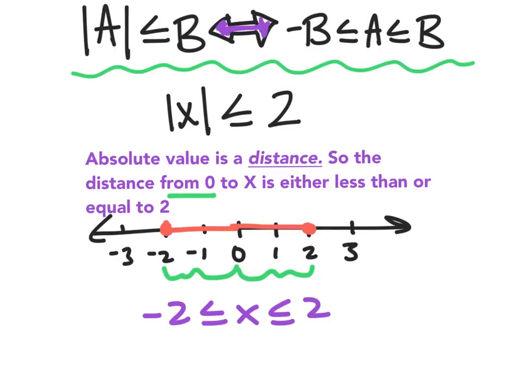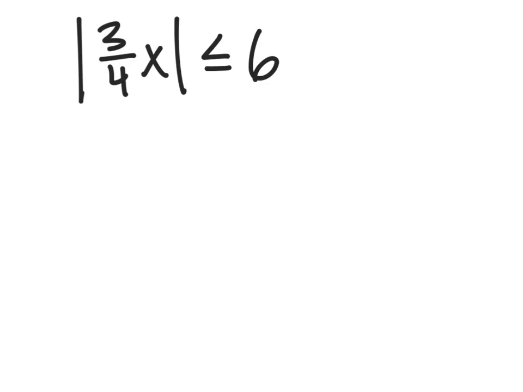Which by this property above, if the absolute value of A is less than or equal to B, so the absolute value of X is less than or equal to 2, we can just change this 2 to a negative 2, is less than or equal to A, less than or equal to B, to 2. All right, so let's do an example.